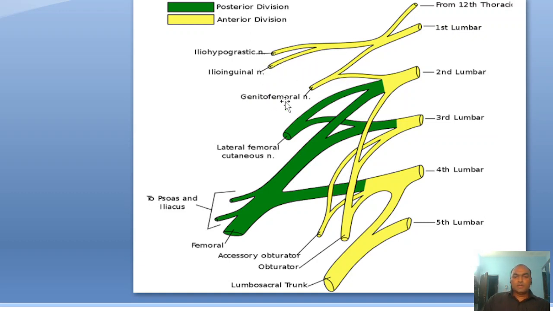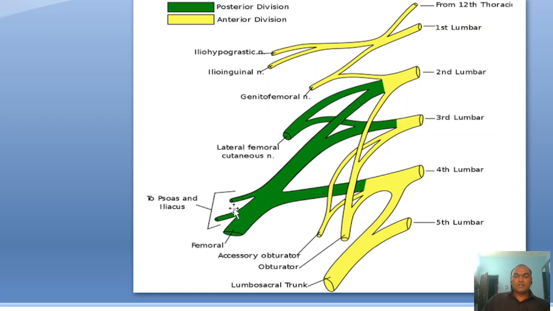Second is genitofemoral nerve. Its root value is L1, L2. Third is lateral cutaneous nerve of thigh. It also has root value L2, L3. And ventral divisions or anterior divisions of L2, L3, L4 unite and form the obturator nerve, or dorsal divisions or posterior divisions of L2, L3, L4 form the femoral nerve.